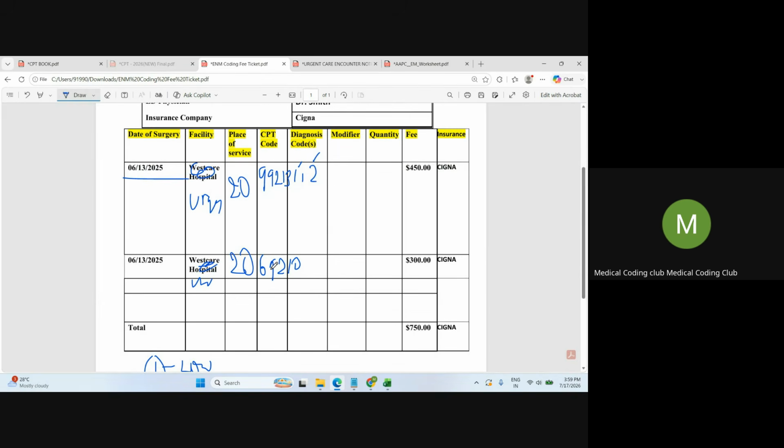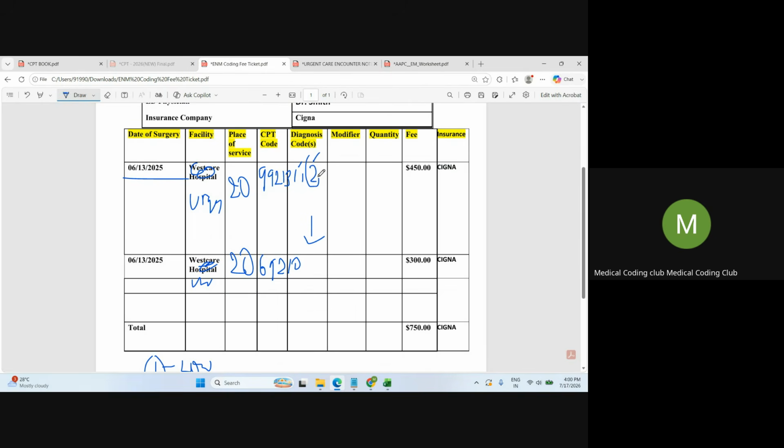Then coming to procedure 69210, the diagnosis should be used only for the appropriate medically necessary code. 69210 is the procedure that was done. What was the main reason to perform 69210? Impacted cerumen.